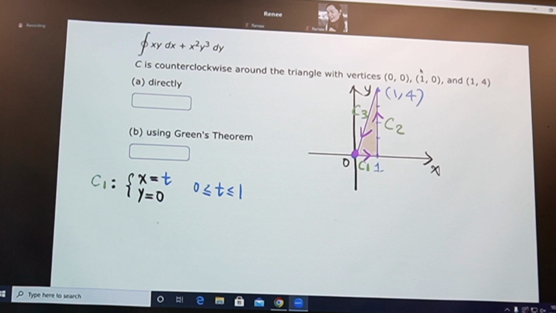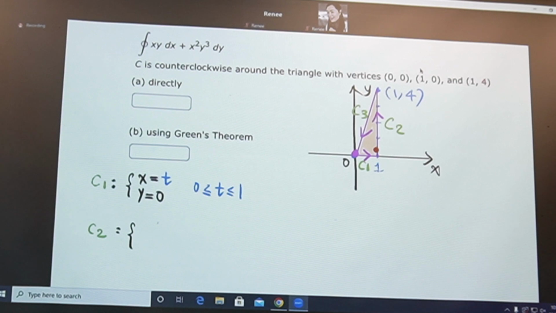Okay, let's do the second one. For that one, the x coordinate is a constant. It stays as 1, so x equals 1. That was an easy one. And then what about y? y goes from 0 to 4, right? We can put y equal to y, however, let's use a parameter. Let's call it t, so y equals t. t goes from what to what? 0 to 4. Yes, you got it.